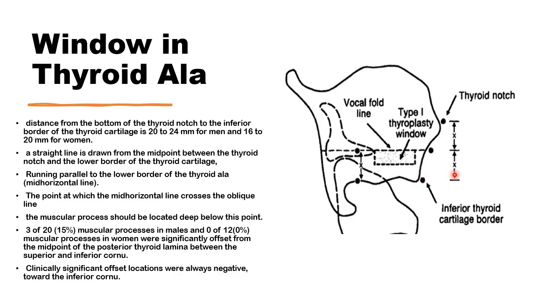This line would usually measure about 20 to 24 millimeters in males and 16 to 20 millimeters in females. And a horizontal line through this point, which usually runs parallel to the lower edge of the thyroid cartilage, would intersect with the oblique thyroid line at a point, and this point would mark the surface landmark of the muscular process in all females and 85% of the males. There will be a little bit of variation in about 15% of the males, sometimes just above this point, but usually just below it.